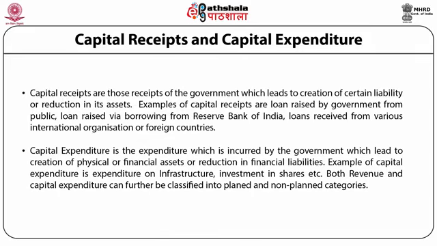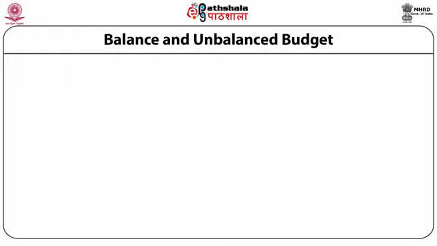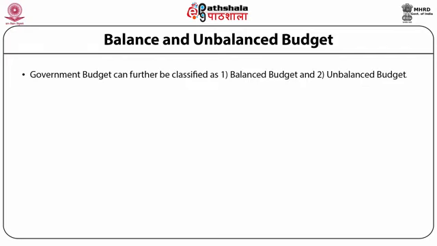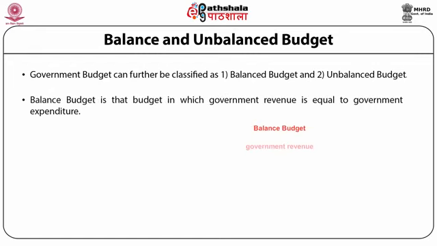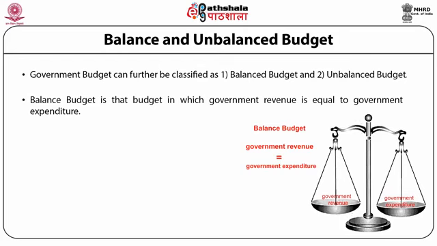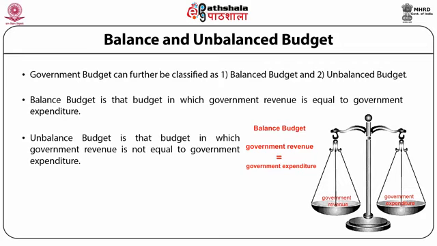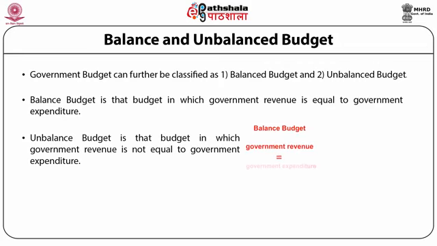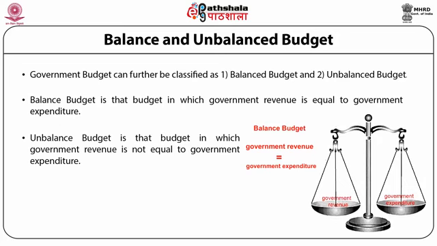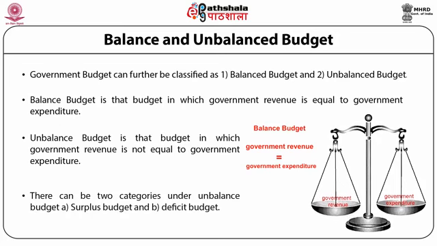Both revenue and capital expenditure can further be classified into planned and non-planned categories. Now let us talk about balanced and unbalanced budget. Government budget can further be classified as balanced budget and unbalanced budget. Balanced budget is that budget in which government revenue is equal to government expenditure. Unbalanced budget is that budget in which government revenue is not equal to government expenditure. Under unbalanced budget, there can be two situations. Either the budget can be surplus or the budget can be deficit.